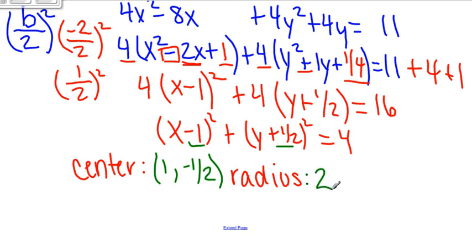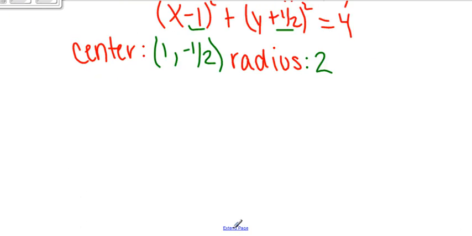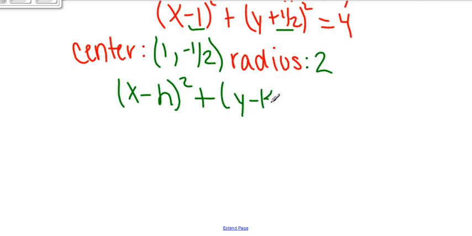If you need help recalling what that original formula is, I'm going to write it down here for you. It is (x minus h) squared plus (y minus k) squared equals r squared, just for those of us that need some recollection on what the equation of a circle looks like.